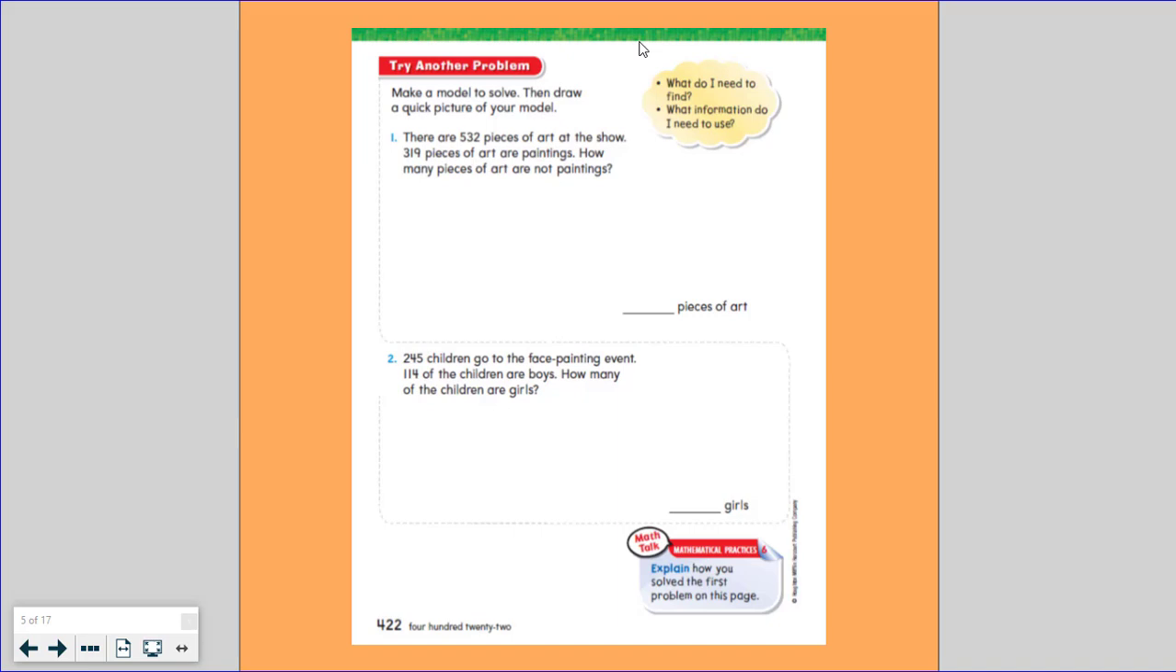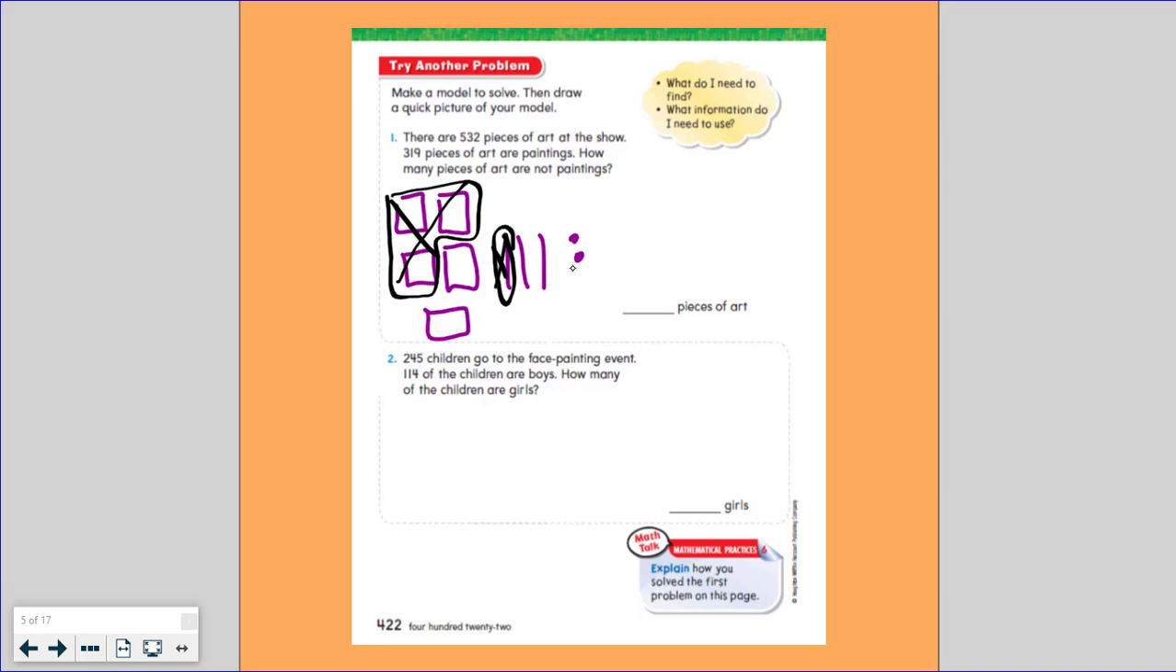So here's my quick picture right there, and I'm supposed to take away 319 because that's how many are paintings, and I'm trying to figure out how many are not paintings. So 300, cross that out. 19 is 1 ten and 9 ones, so I need more ones, so I'm going to regroup that 10 right here. And 9 of the ones.